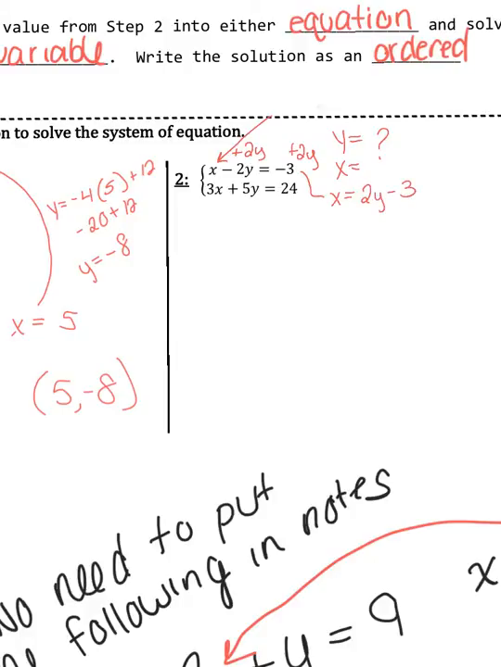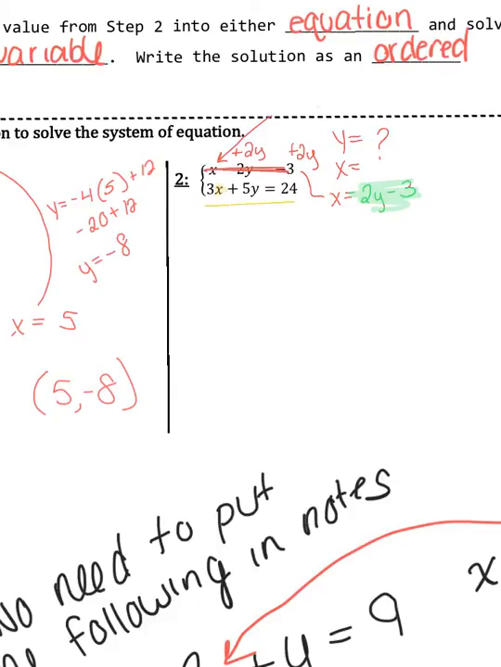And what I like to do is just cross this equation off. I'm no longer using it, so I don't want to get confused. So now I know what x is equal to. So x is equal to 2y minus 3. Okay, that kind of backfired. That's kind of hard to see through. Sorry. And then we're going to plug it in for that x right here.